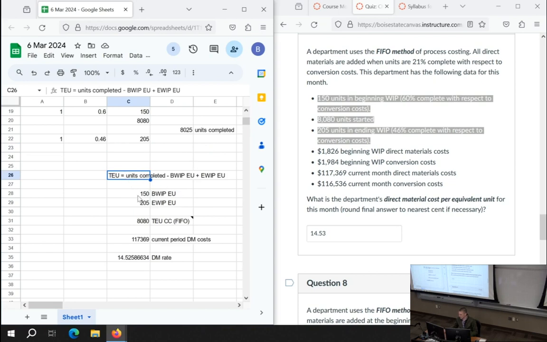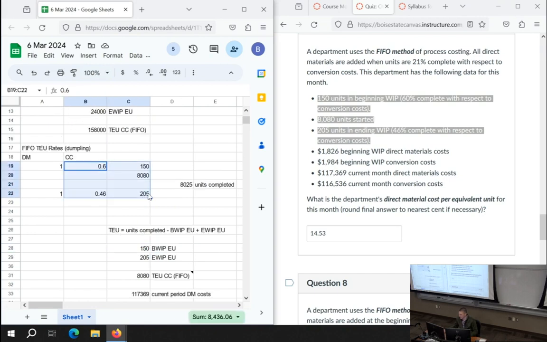So we have our TEU equation and our beginning WIP equivalent units. Oh, when I say copied down, I skipped over a step here. I copied down this much, calculated this, but also I put in here the dumpling rule that we have here. All direct materials are added when units are 20% complete with respect to conversion costs. And so I put in if this is over 21%, then this is 100% complete. If not, it's 0% complete. So since both beginning WIP and ending WIP are over 21% complete, then both our beginning WIP and ending WIP direct materials percent complete is 100%.